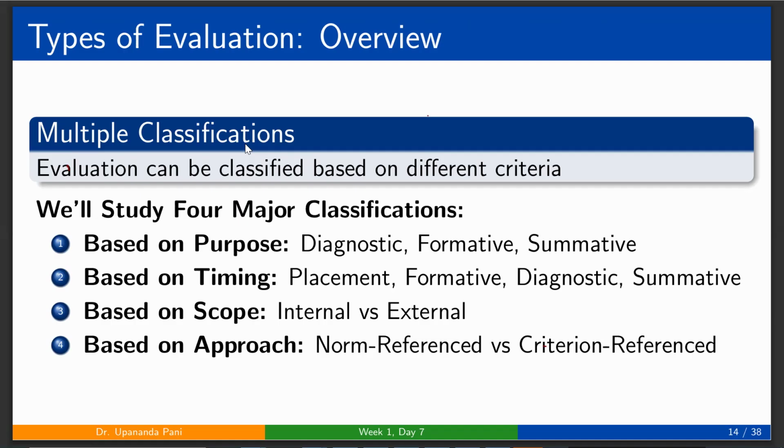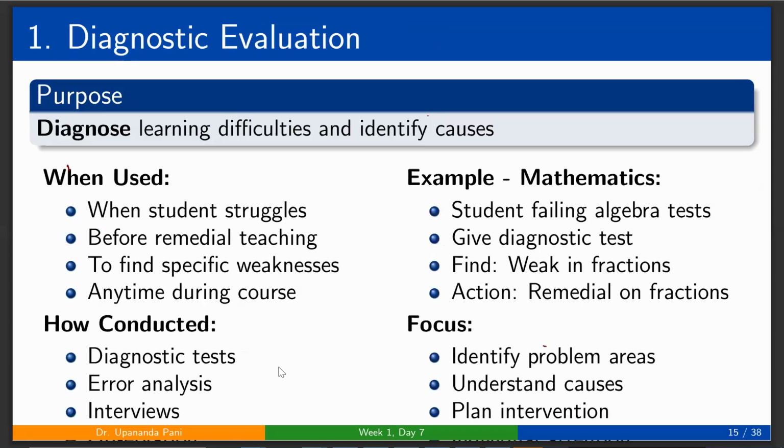Based on purpose: diagnostic, formative and summative. Based on timing: placement, formative, diagnostic, summative. Based on scope: internal versus external. Based on approach: norm referenced or criteria referenced. So these are the 4 different types of evaluation system we follow. Next, let us focus on the different ones one by one.